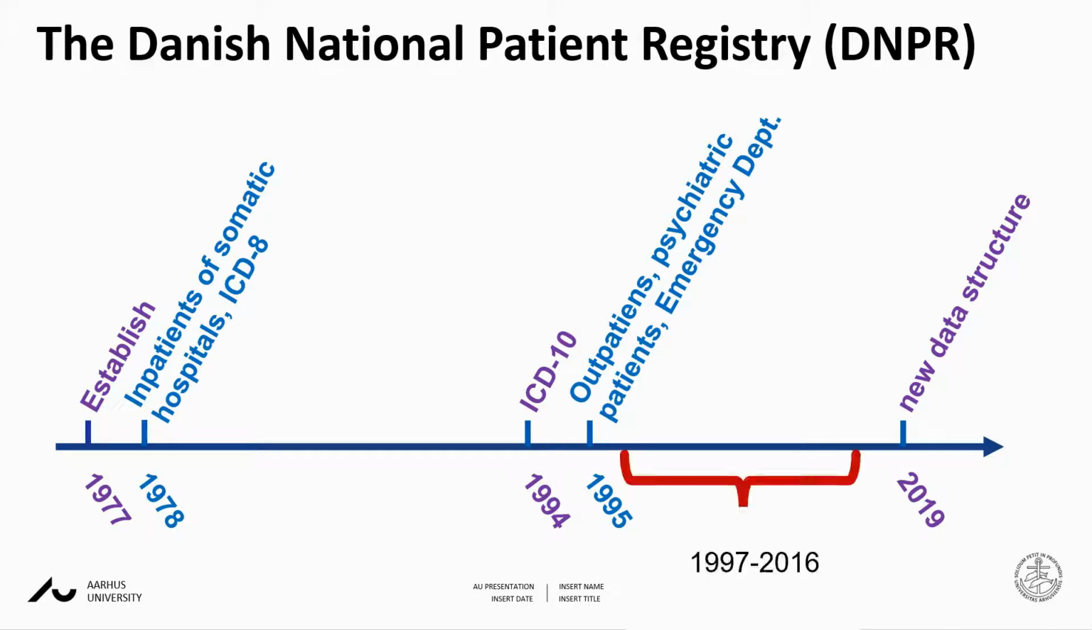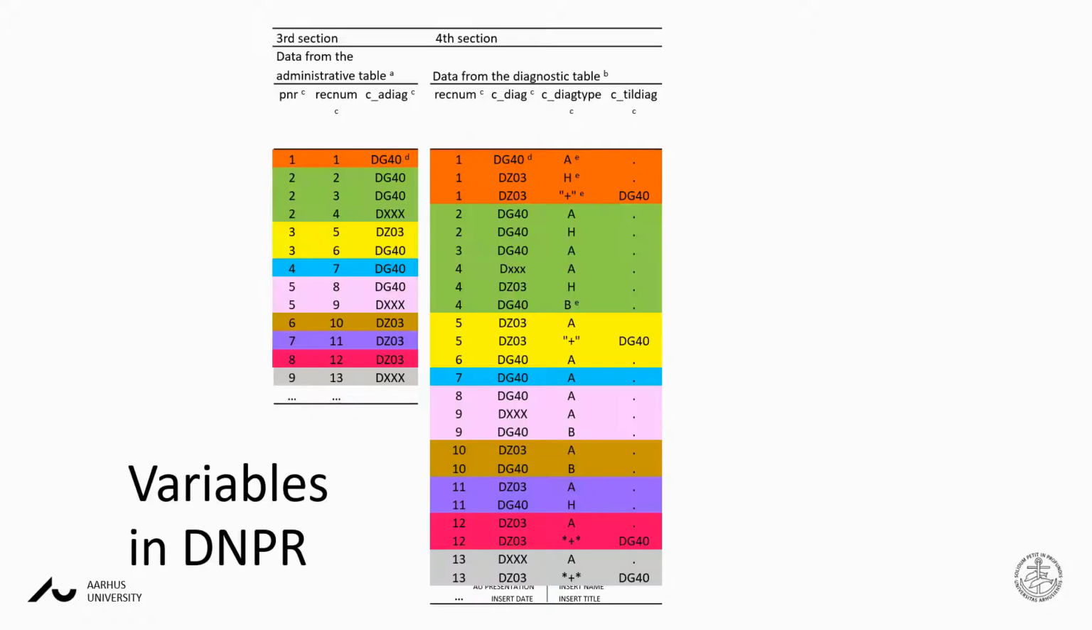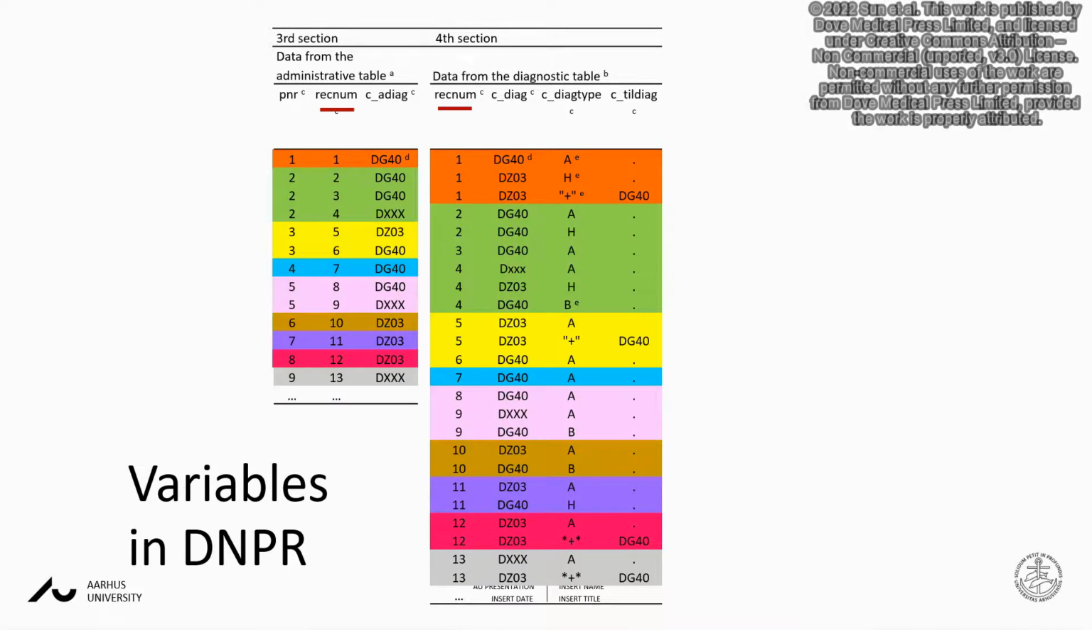The study period of this study is between 1997 and 2016. The data in the registry is organized in tables. The administrative table and the diagnostic table are often used to identify the patients with a diagnosis of interest. The two tables have a common variable, rec number, which is a unique rec number of a hospital contact, and used to link the two tables.